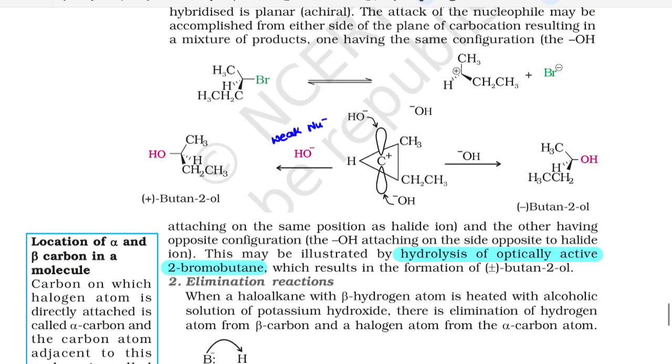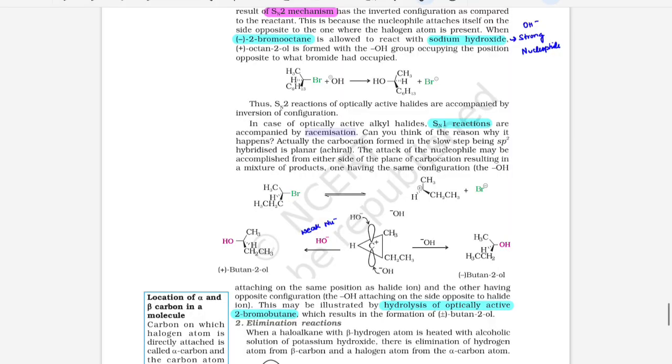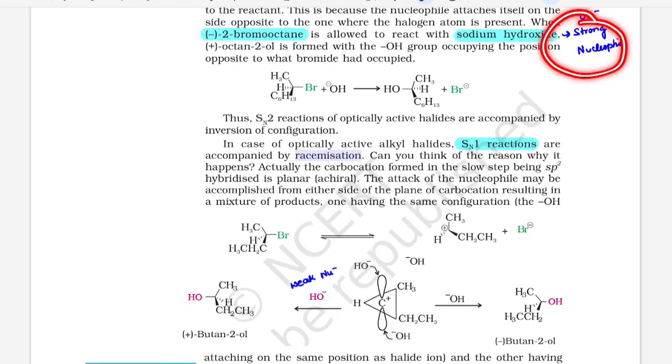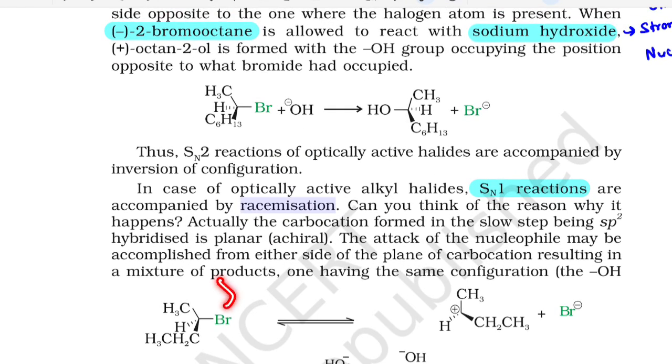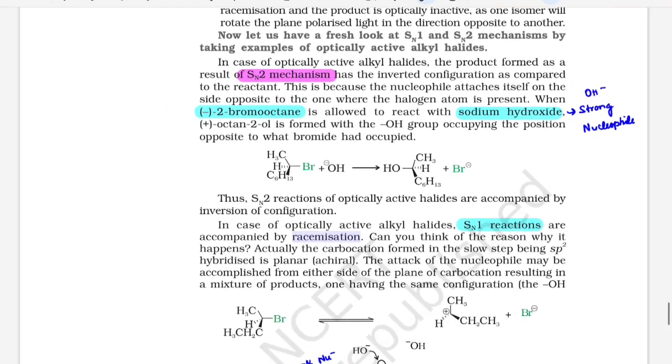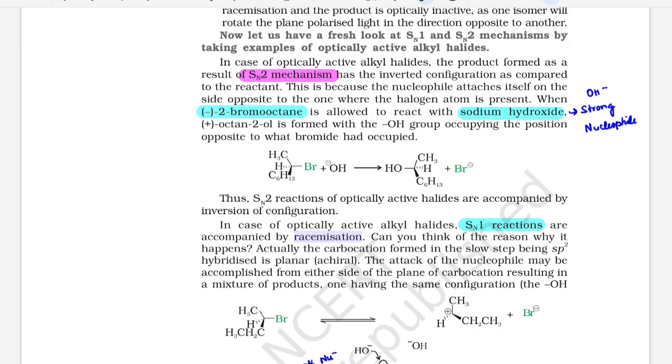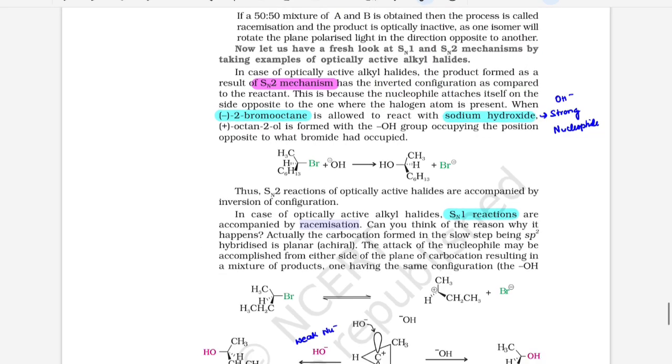So if it is secondary carbon, you should check what is the type of nucleophile which is used. Here a strong nucleophile is used, whereas here hydrolysis means water is used, which will produce a weak nucleophile. So that is why it is showing SN1 mechanism. If it is SN1 mechanism, then it is a racemic mixture, that is 50% of one configuration and 50% of the other configuration will be shown. Whereas in SN2 it is inversion of configuration. So configuration will be inverted. So learn these two examples.